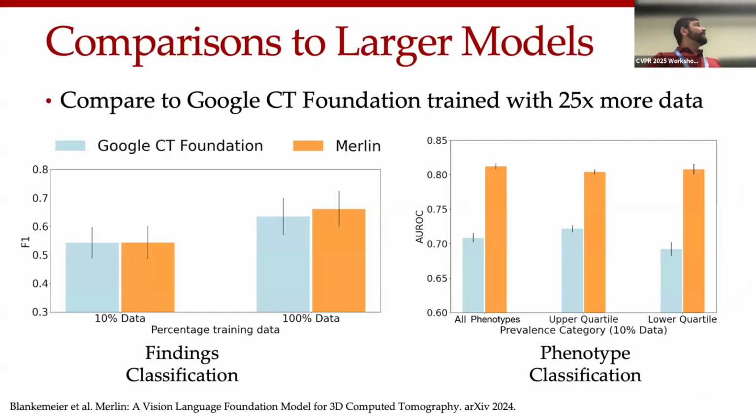And then what we did recently was we actually compared this to larger models too. So recently there was a model released from Google, the CT Foundation models. There's not too much information about it besides the blog post, but there's around 25x more data that was used to be able to train that particular model. And we see that for things like findings classification that exist in a radiology report, we're on par. And then for things like trying to classify phenotypes, we're substantially better.